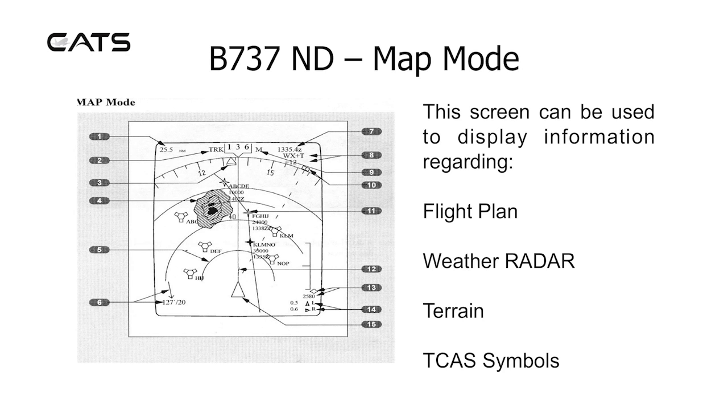10 is the selected heading bug. 11 is the active LNAV route. 12 is the position trend vector. 13 is the vertical deviation scale and pointer. 14 is the position difference display. And 15 is the airplane symbol. This screen can be used to display information regarding flight plan, weather radar, terrain and TCAS symbols.